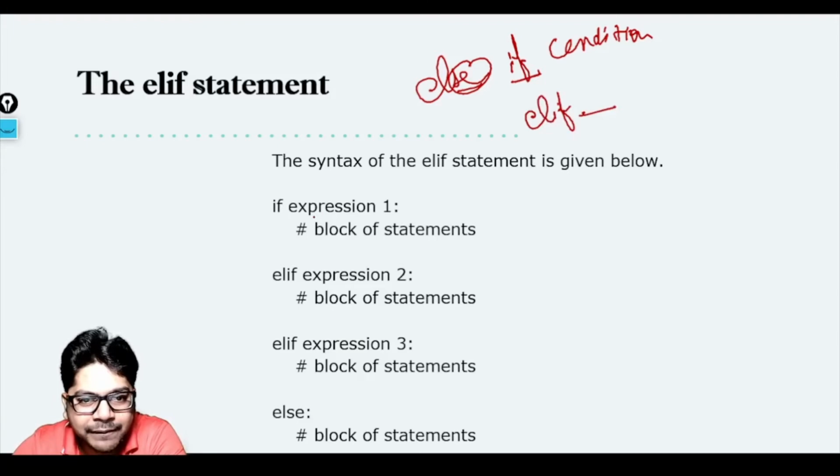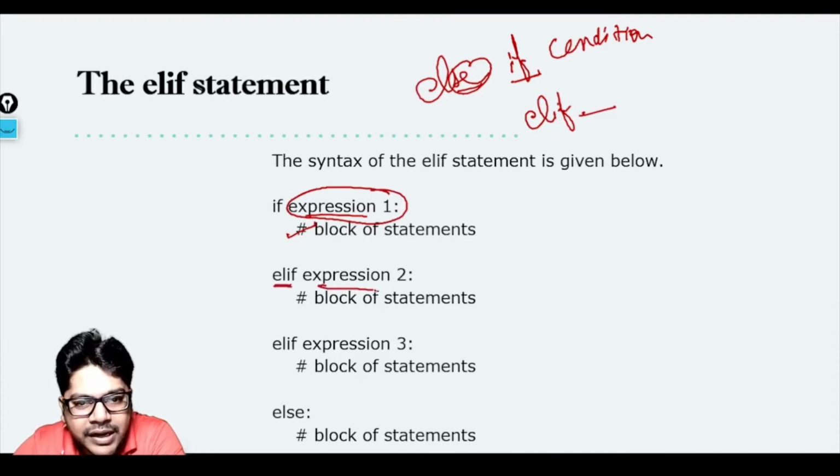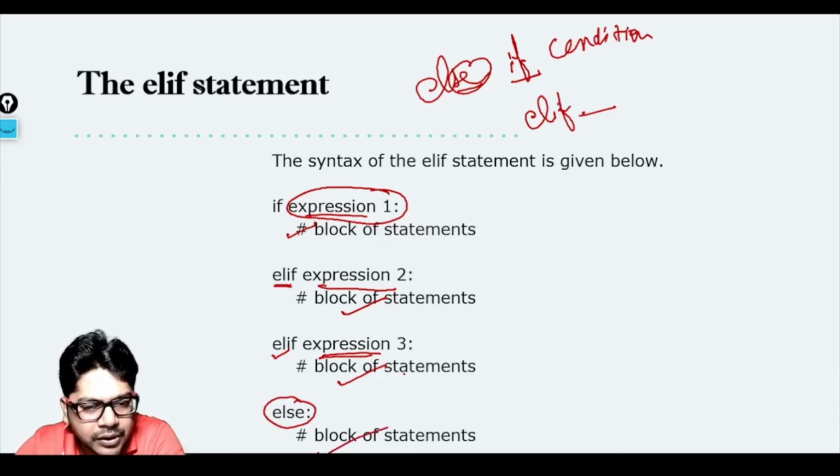See here, if expression 1, then a particular block of statements will happen. If this condition is not satisfied, you want to add another condition, so you wrote elif over here, then added expression 2 and another block. If that also was not good enough, you added one more elif, and then you wrote expression 3 and a block of code for statement 3. And at the end, once you are satisfied with all the conditions, you give a final else, and the block of statements which belongs to the else part.